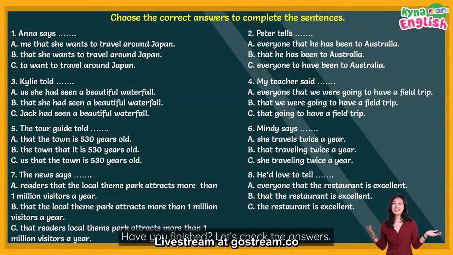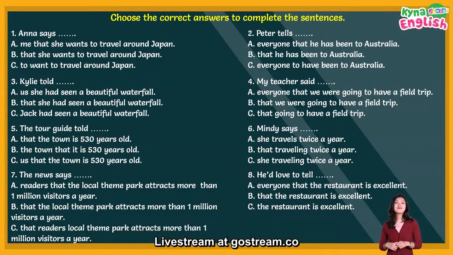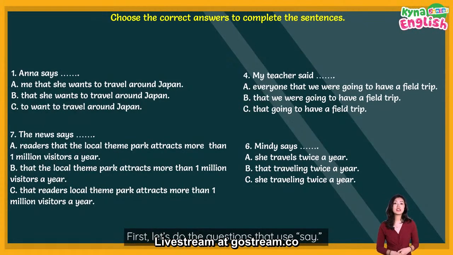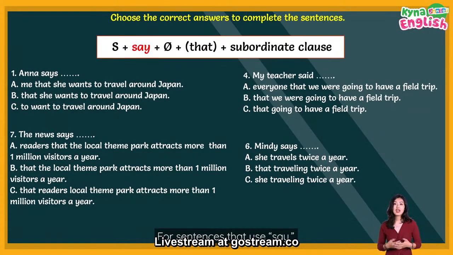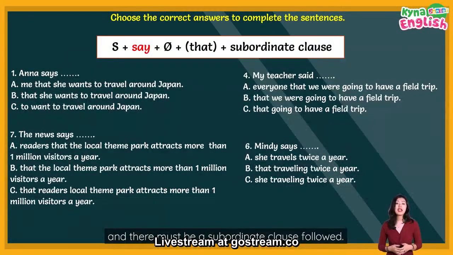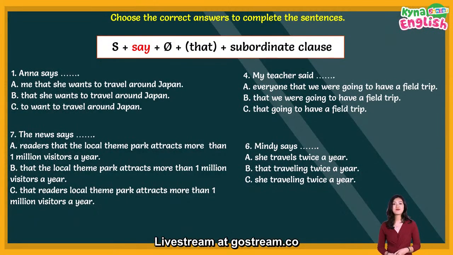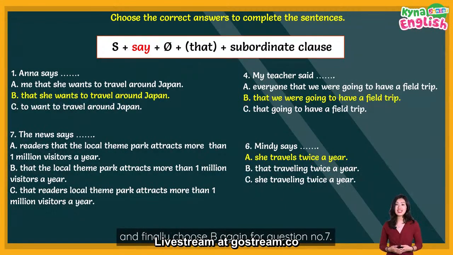Have you finished? Let's check the answers. First, let's do the questions that use say. For sentences that use say, there are no indirect objects after it, and there must be a subordinate clause followed. There may or may not be that in the sentence. That's how we choose answer B for question number 1 and number 4. Choose A for question number 6 and finally choose B again for question number 7.